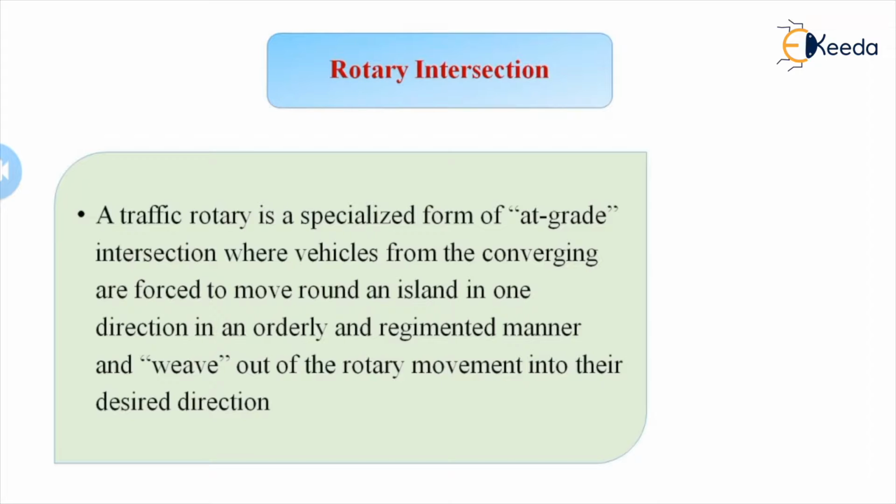Rotary intersection is another form of at-grade intersection. A traffic rotary is a specialized form of at-grade intersection where vehicles from the converging roads are forced to move around an island in one direction in an orderly and regimented manner, and weave out of the rotary movement into their desired direction. So instead of through vehicle movement, the vehicles are forced to move around the rotary, and after moving around the rotary, the vehicles are supposed to divert to the respective road.